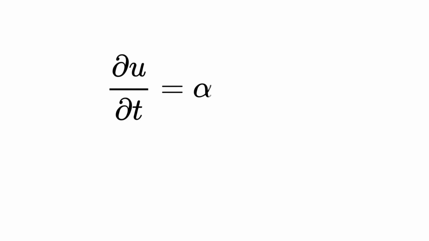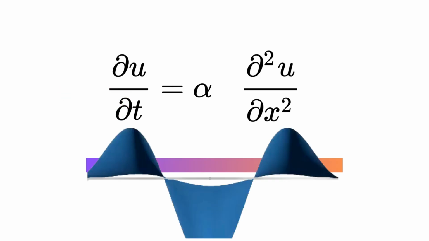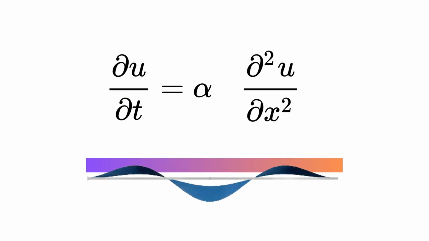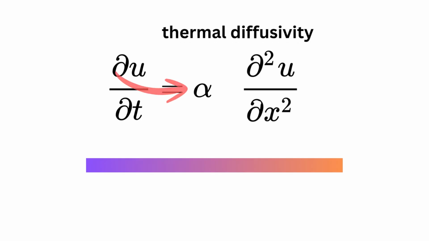This is the one-dimensional heat equation. It is used to describe, for example, the temperature distribution along a rod. Here, U represents the temperature, the variable x tells us where we are along the rod, and T represents time. So this equation describes how the temperature changes at every position as time passes. This constant, alpha, is called the thermal diffusivity of the material. It determines how quickly heat spreads.